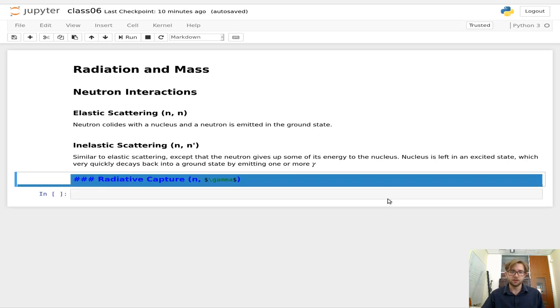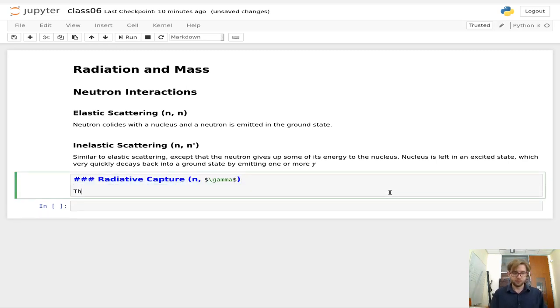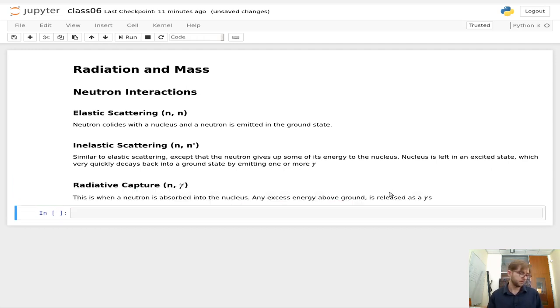So, just to write this down here, it is when a neutron is absorbed into the nucleus, any excess energy above ground is released as gammas.